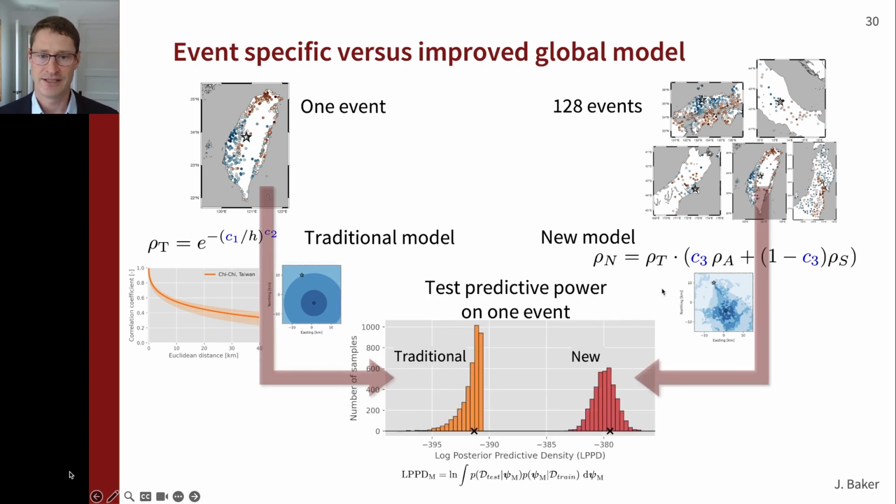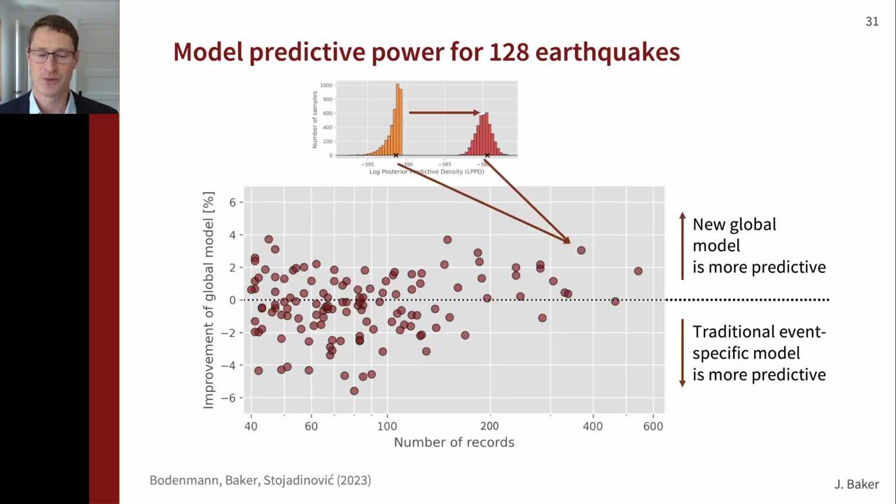So if we do that and test the predictive power on just that Chi-Chi event, in the left case, we are using data from that event and checking back against that event, but with that simpler traditional model. With the right path, we use all 128 events to fit this more complex model, and then we use it to predict how well it is predicting the correlations present in just that Chi-Chi event. Okay? So in this particular case, the new model is doing better than the traditional model, indicated by this histogram being shifted over to the right. And so now we want to do this across a whole bunch of events and see how we're doing on predictive power. So that's what's shown in this figure here.